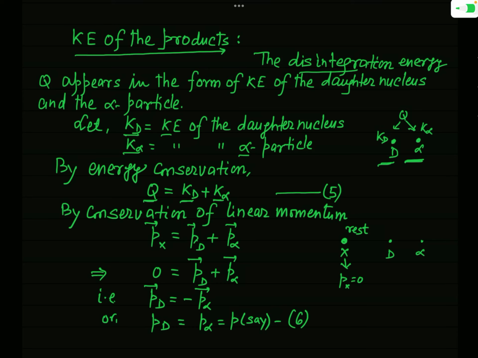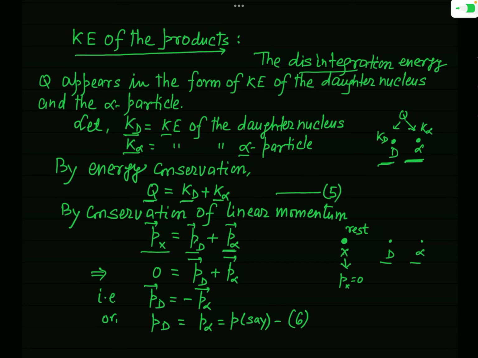Before decay, there is only one component of this system, that is the parent nucleus. So I have written here the initial momentum as Px. This is momentum of X before decay. And after decay, you get daughter nucleus and alpha particle. So after decay, the total momentum will be Pd plus P alpha. Pd means linear momentum of daughter nucleus and P alpha means linear momentum of alpha particle.